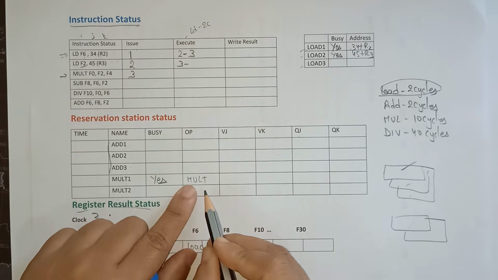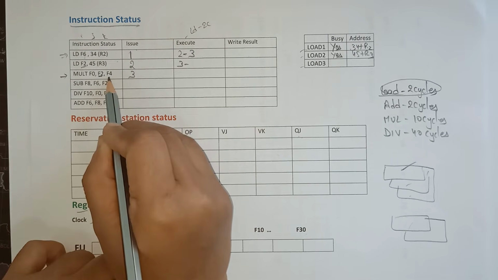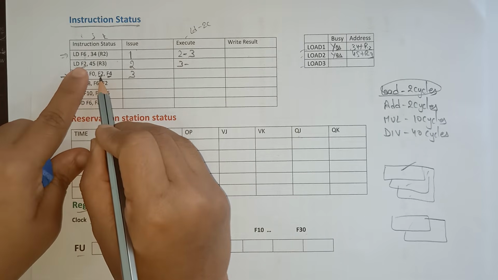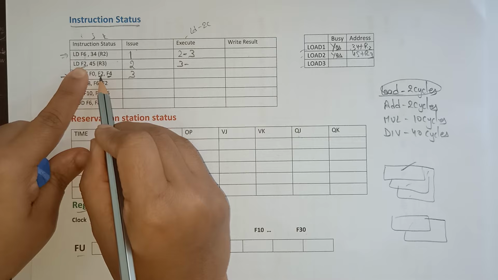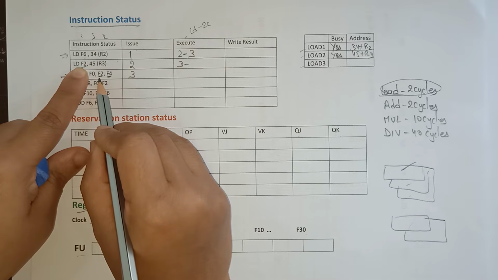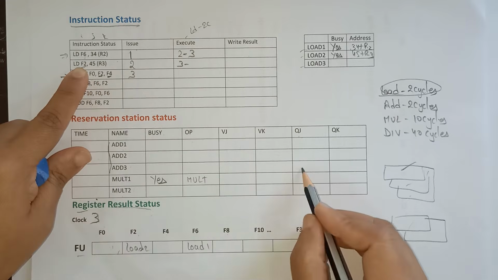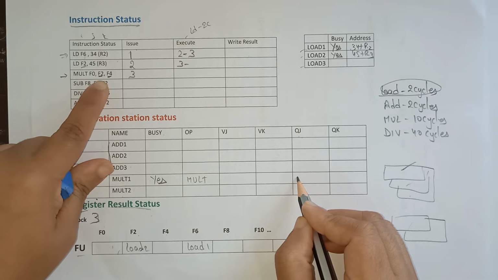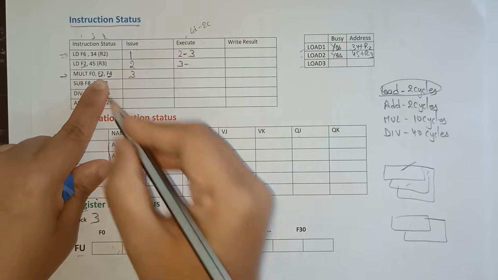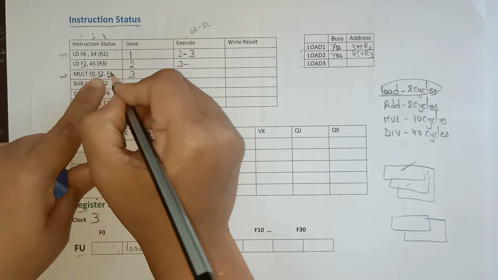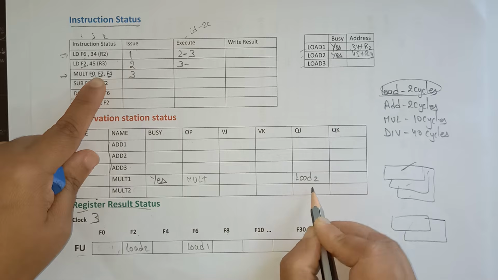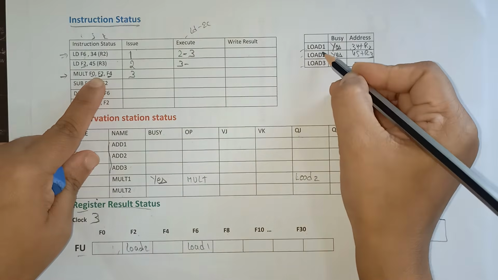Multiplication operation is busy. What are the Vj and Vk values for F2 and F4? Is F2 free? No. F2 is busy with what? It is busy with the load. It is not yet completed. The value you didn't get yet. So write it in the reservation station, because this is the Q. F2 is the J value, Qj. Okay, because this is I and J, K. So in the Qj, write load 2. Don't write the values because it is not completed.